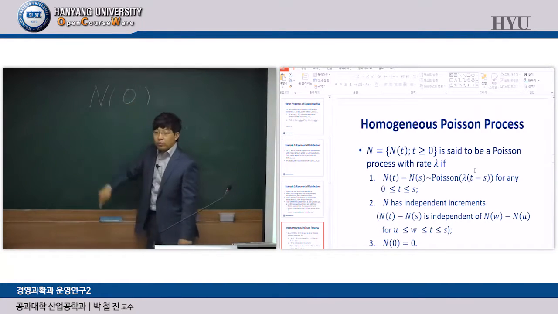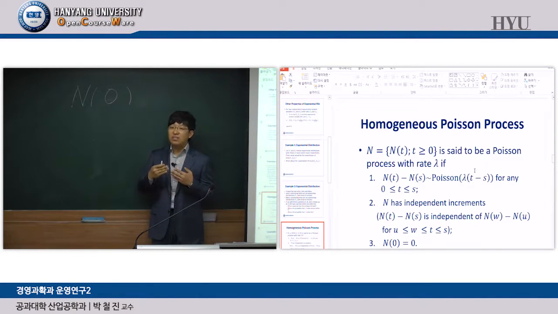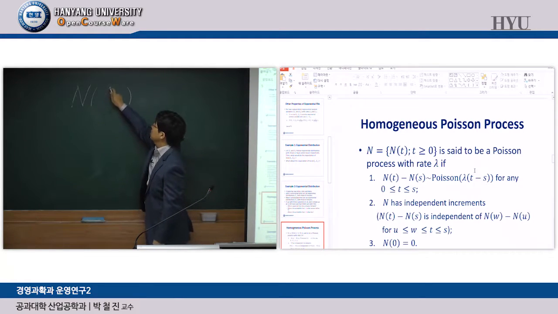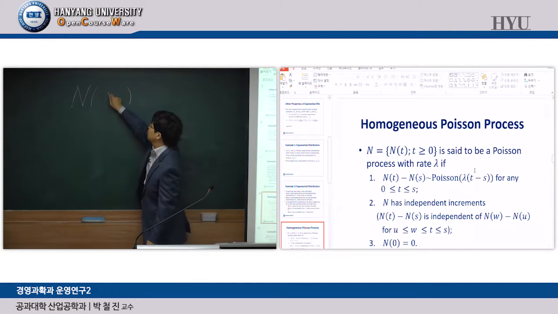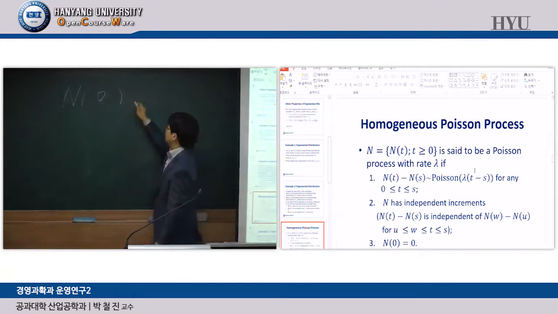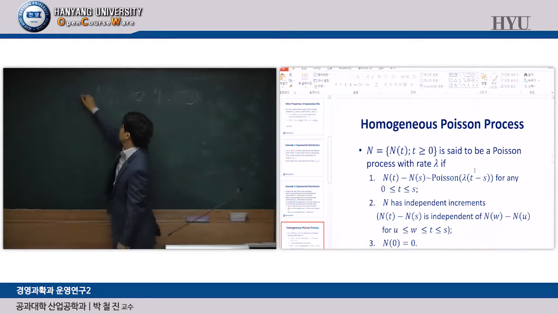Let's start with the last one, N of 0. When you put 0 inside the parentheses, that means we need to count the number of events from 0 to 0, based on the definition. N of t represents the number of events that occur from 0 to t. So when you put 0, we define this as 0 always. That is the first condition.